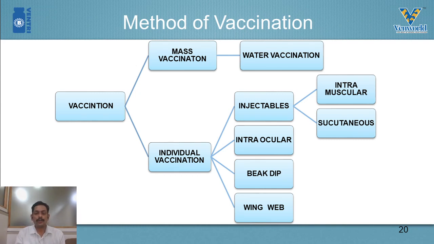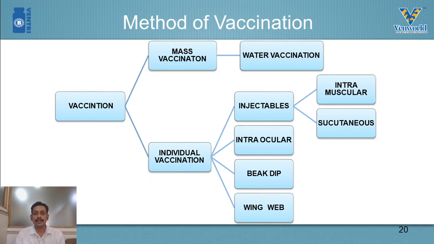Till now I have updated you regarding the handling of vaccines, the reconstitution method, and the storage part, because that part is very important in vaccination methods. Then we shift to the different methods of vaccination which you practice at the field level. If you see, there are two types of vaccination: mass vaccination and individual vaccination. Mass vaccination is carried out at the mass level, and individual vaccination is done one bird at a time.